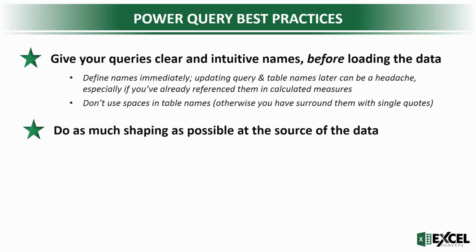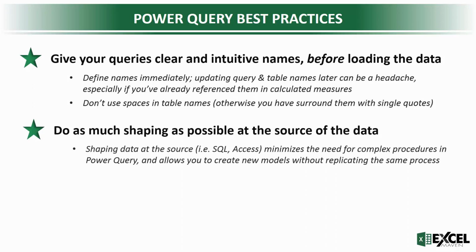Best practice number two, do as much shaping as possible at the source of the data. Now, this is kind of a new one. It's one that we haven't really talked about much because it's not quite as relevant when you're dealing with flat files like CSVs. But the point is, shaping your data at the source, like if you're pointing to a database like SQL or Access, minimizes the need for complex procedures and operations in Power Query.